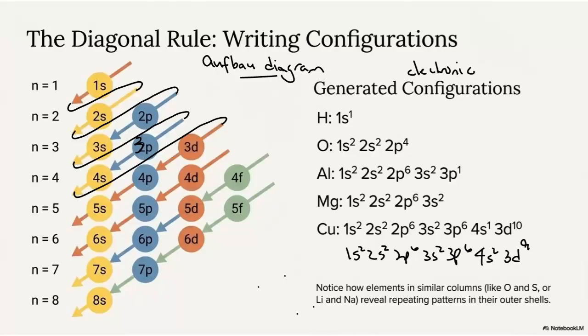The valence electrons is the last orbit. I haven't talked about valence electrons yet. Is it transition metal? No, we haven't talked about that yet either.